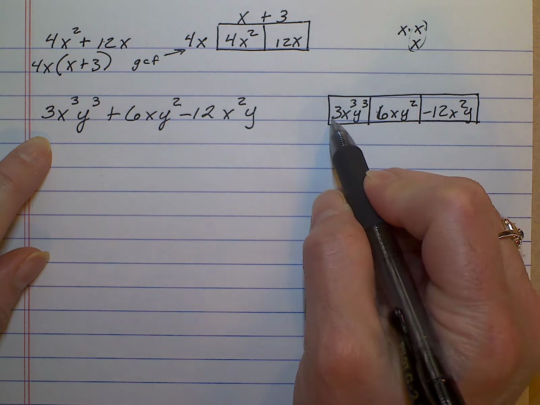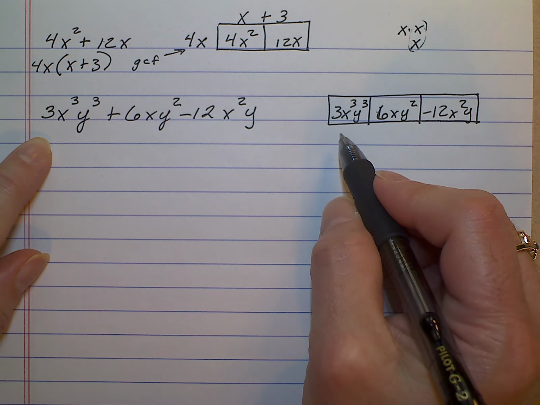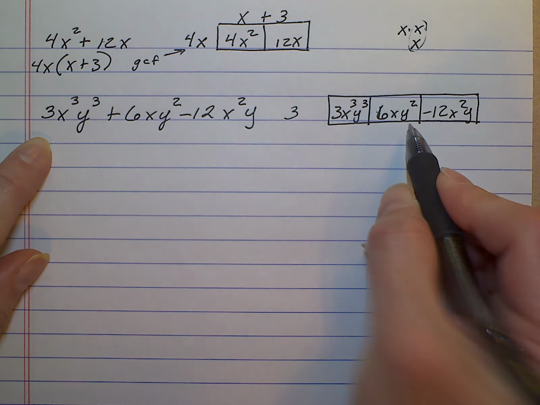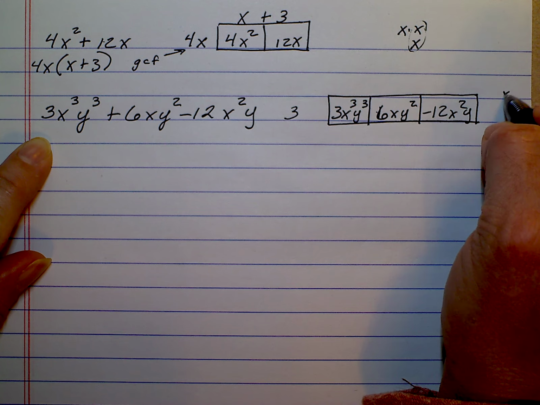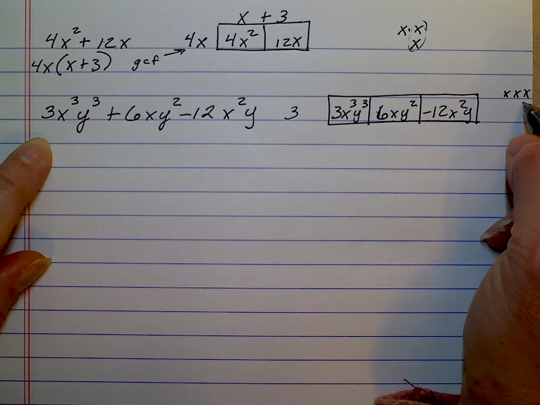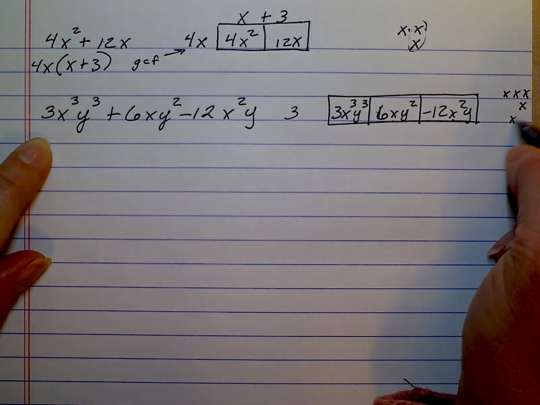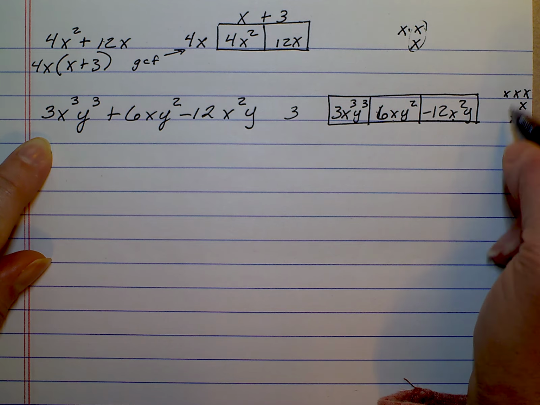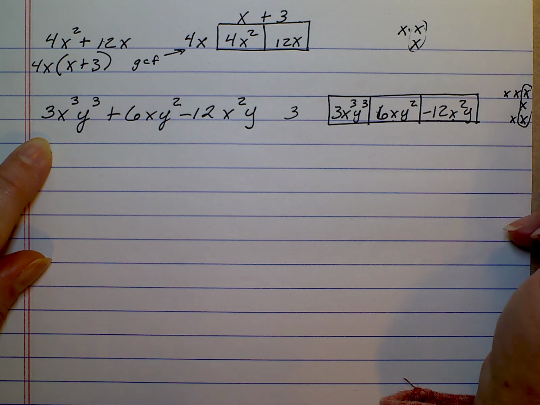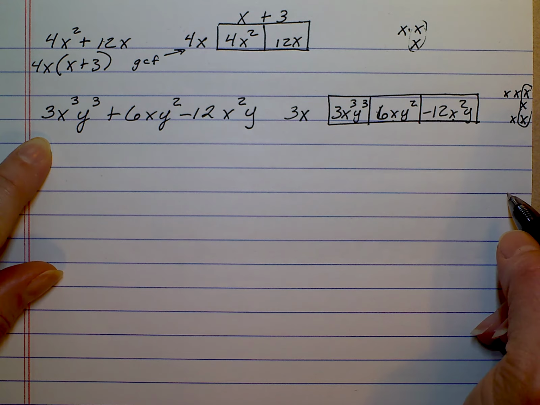Now let's look at 3, 6, and 12. What is their greatest common factor? Well, it's 3. Now let's look at these x's. The first one has x to the third. This middle term just has 1x, and the last term has x squared. How many do those have in common? Only this one, right? So there's only one x in common, so that's the one that comes out.